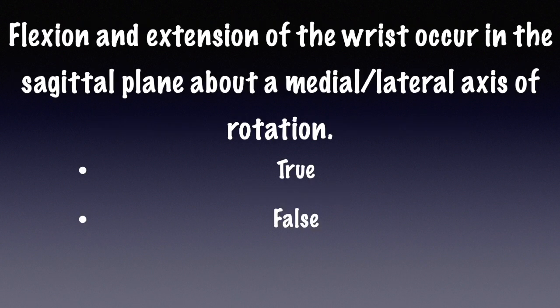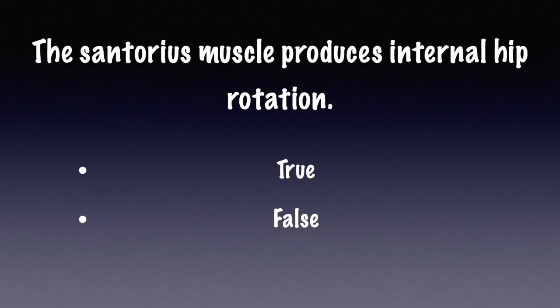True or false? Flexion and extension of the wrist occur in the sagittal plane about a medial/lateral axis of rotation. True. True or false? The sartorius muscle produces internal hip rotation. False.